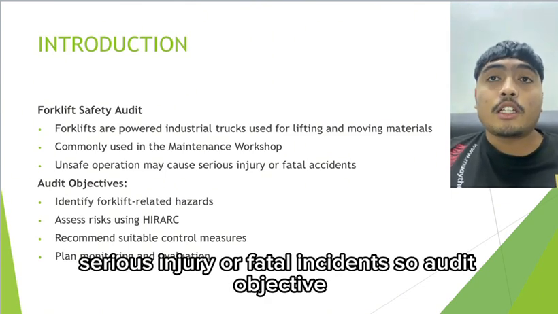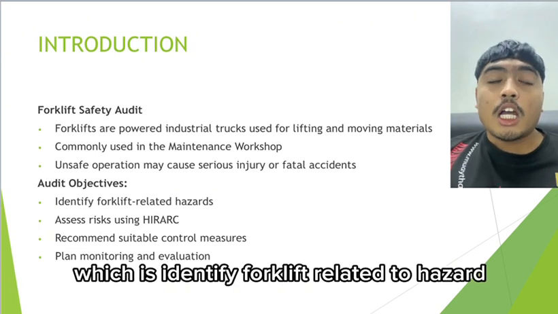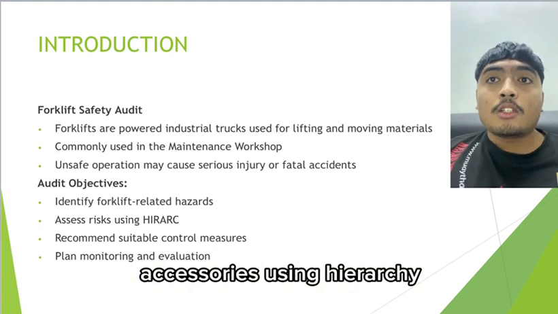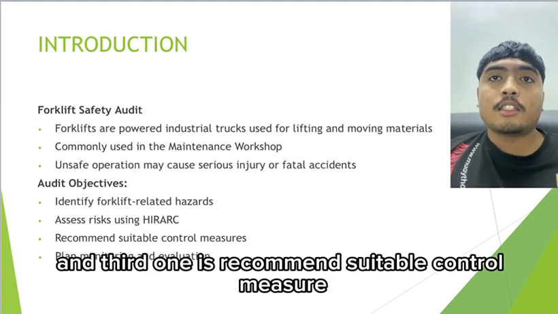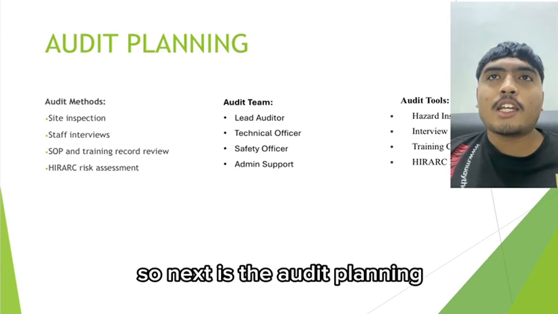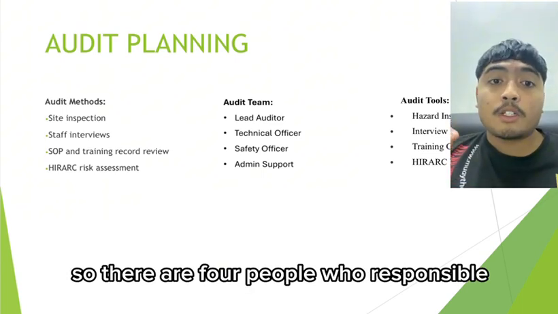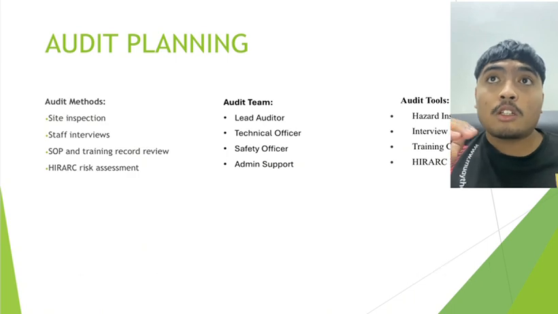So audit objective, there are 4 audit objectives, which is identify forklift related hazard, assess risk using HIRAC, and third one is recommend suitable control measure, and the last one is plan monitoring and evaluation. So next is the audit planning. So there are 4 people who are responsible for the audit planning.